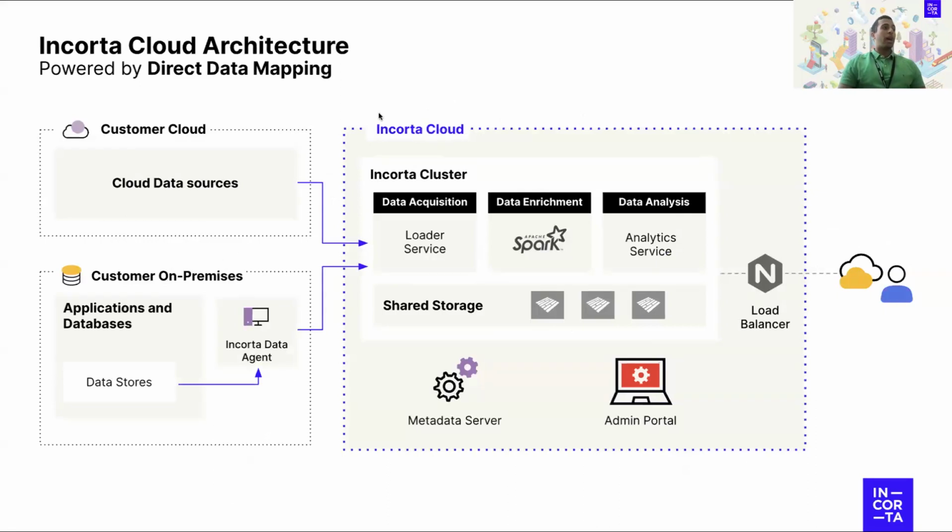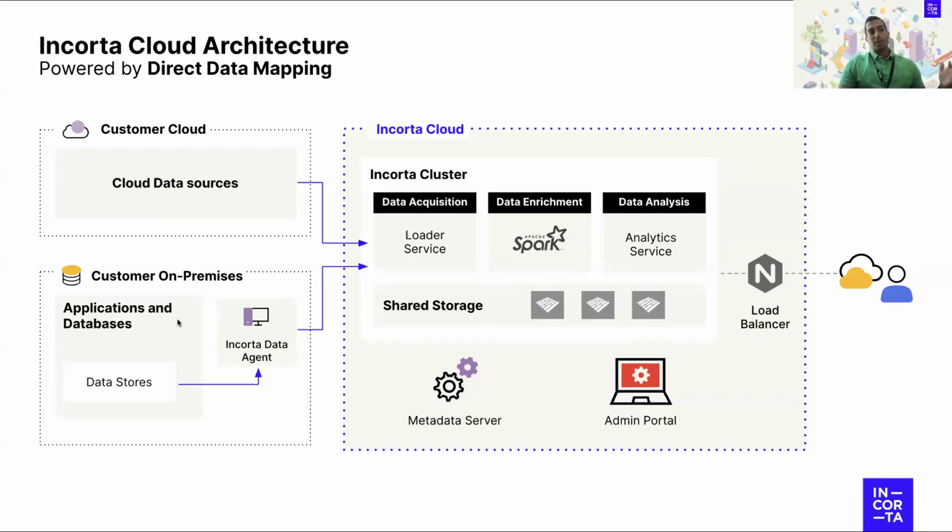So let's talk about how the Incorta Cloud architecture would look. If we look at the right side, this is where you would have your Incorta Cloud instance, which is unique to every customer. This cluster is only accessible to the customer, and the data is private to each customer only. And on the left side, of course, you would have your different data, whether it's data residing on the cloud or on-premise.